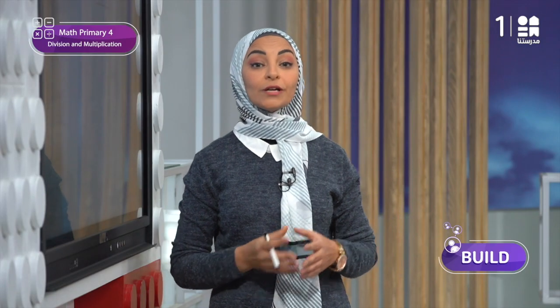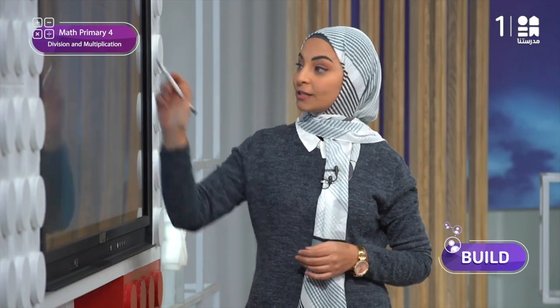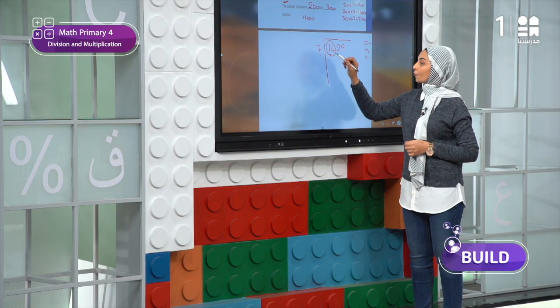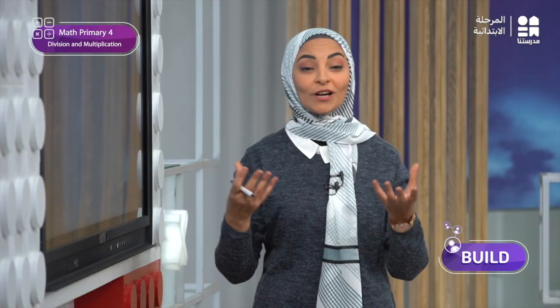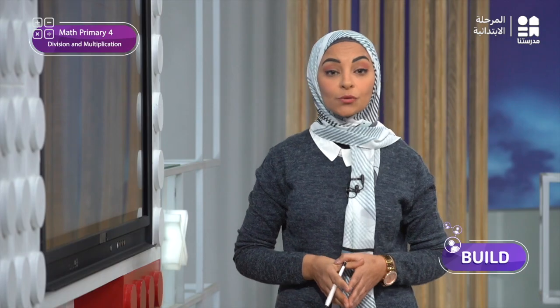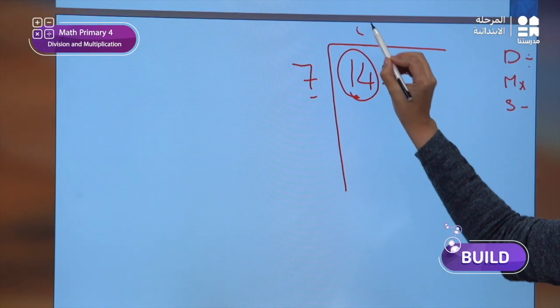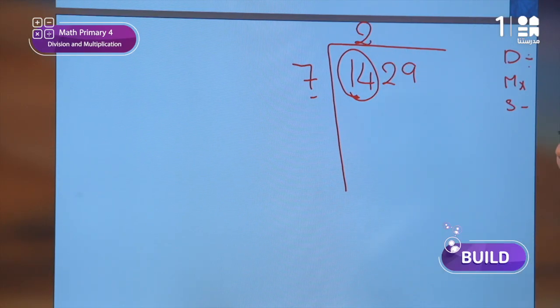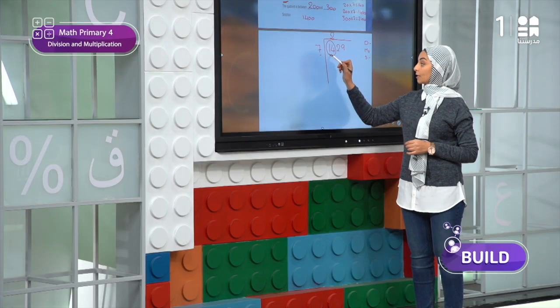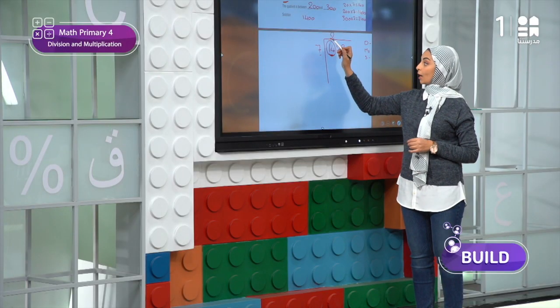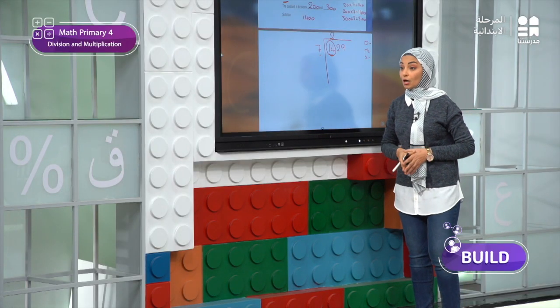So, what should I do? Yes, I will regroup the 1000 with the 100. يبقى I will use the 14 divided by 7, right? 14 divided by 7 equals 2. So, I will put 2 here in the 100 place. It's very important to write the numbers according to their place value. Okay, يبقى 14 divided by 7 is 2. I must put 2 over the 100.